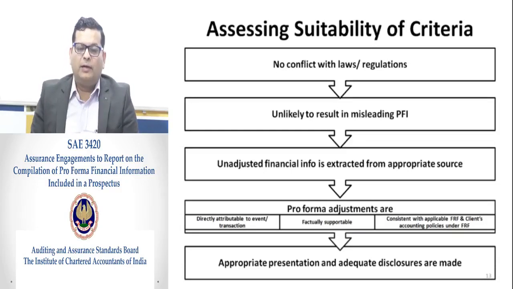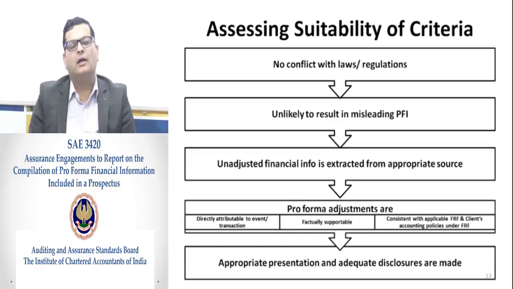One more thing someone should keep in mind: these pro forma adjustments are directly attributable to the event or transaction, and anything relating to those transactions. Like one example I provided, if the objective is to draw money through equity and repay the borrowing, then any transaction relating to those borrowings should be dealt with appropriately in pro forma financial information, not others which are not related to that transaction.